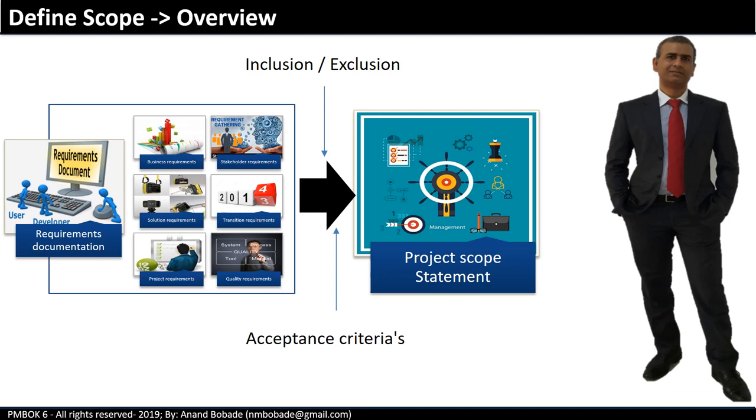It is an iterative process. In a large project, scope will be finalized for each phase of the project. In Agile, scope will be finalized for each sprint or iteration during the sprint planning meetings.